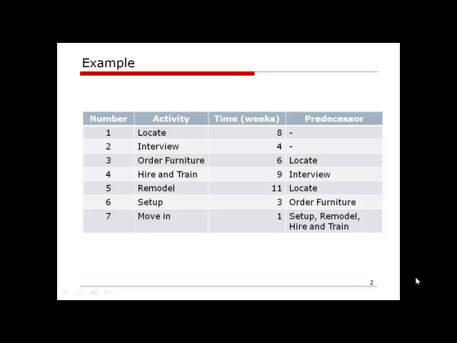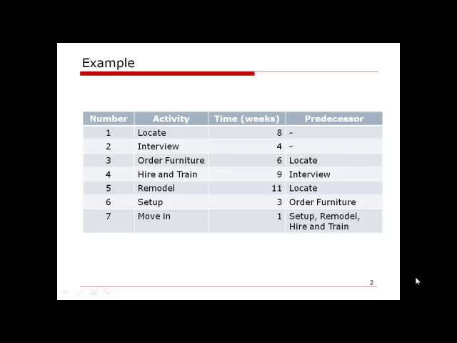Notice these time are given as deterministic time, which means, for example, the locate will take 8 weeks to decide. Well, it is given as 8 weeks, so it won't be more or less than 8 weeks. It is determined. And the job will not be done before 8 weeks, but it will not be done after 8 weeks. It's exactly 8 weeks.